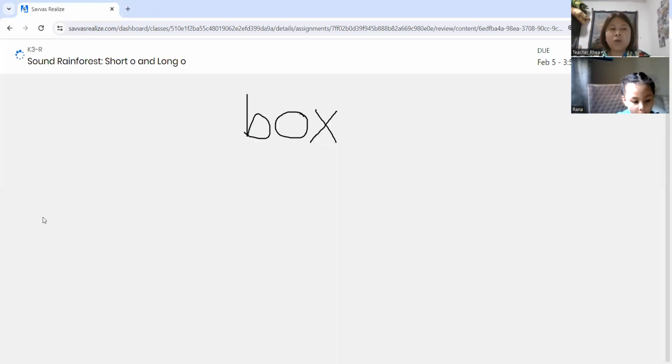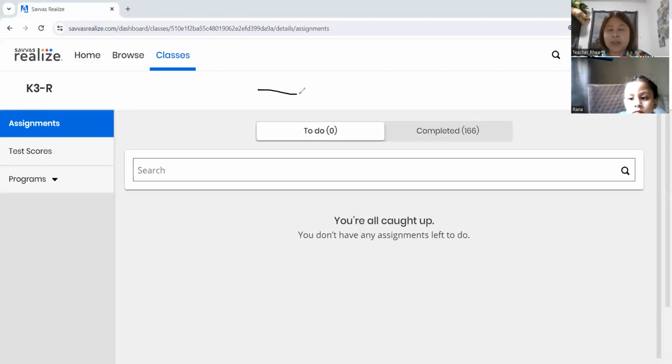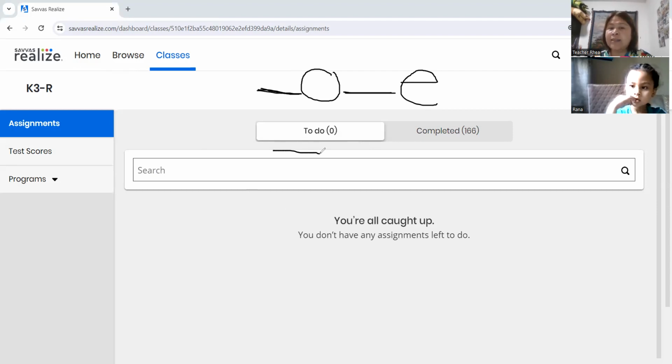So the long O sound, okay? We have a consonant letter, the letter O, another consonant letter, and E. This is a long O sound. So the sound is O. The short O sound only has the letter O and a consonant letter. This is a short O sound.